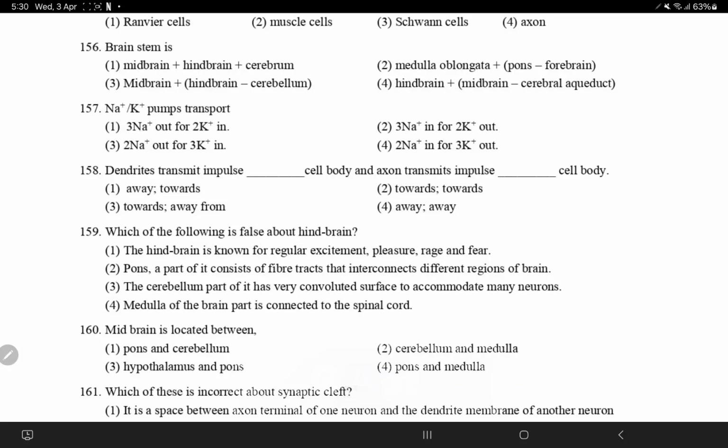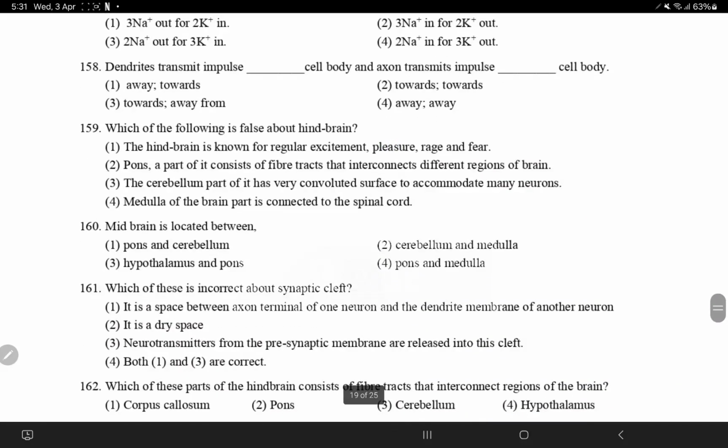Sodium and potassium pump transports 3 sodium out for 2 potassium in. Option 1. Dendrites transmit impulses towards the cell body and axon transmits impulses away from the cell body. So option 3.